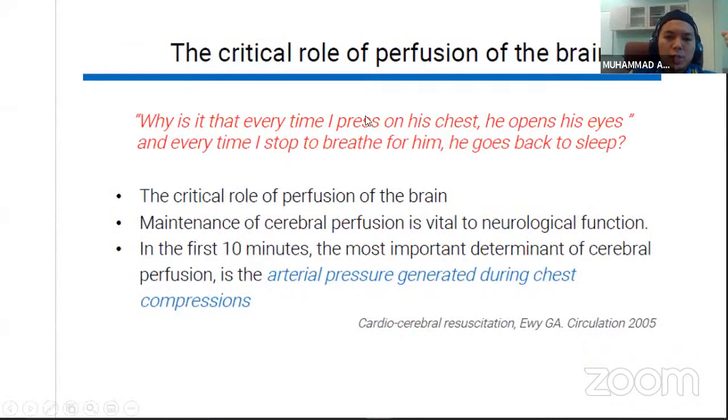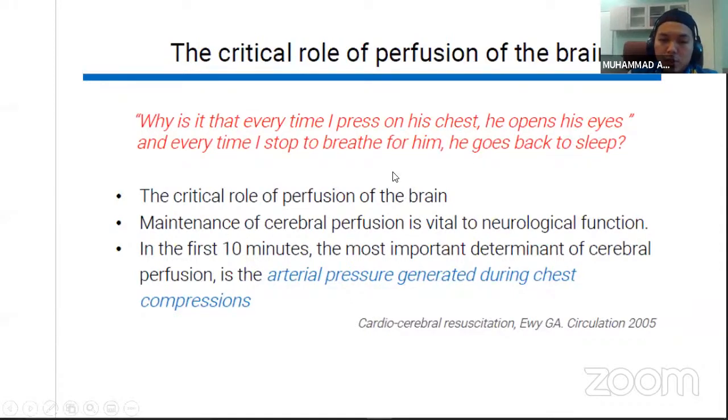Okay, why is it important? It's very important. You need to do chest compression because you need the blood to go to the brain, kan? Darah tu nak kena sampai ke otak. Kalau tak, otak akan mati, right? So that's why ada statement ni dia kata, why is it that every time I press on his chest, he opens his eyes, and every time I stop to breathe for him, he goes back to sleep.